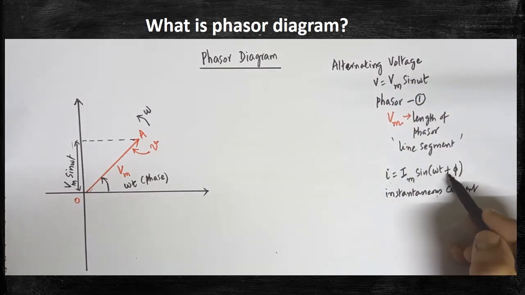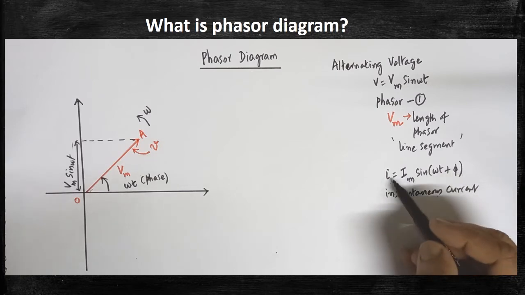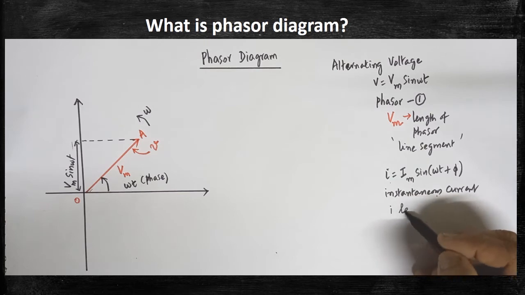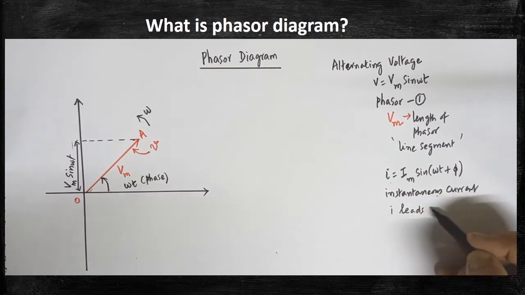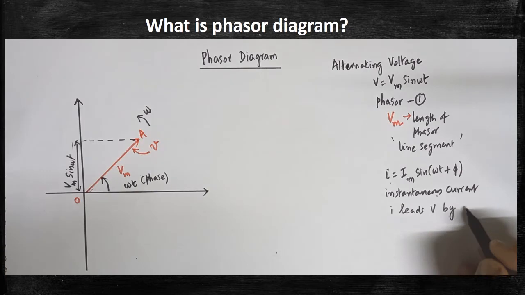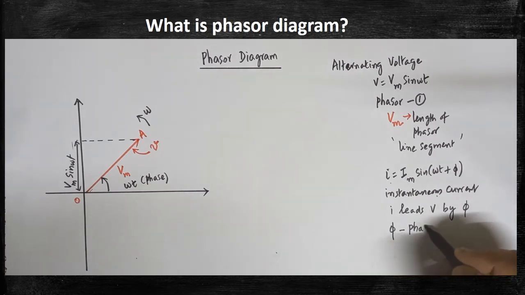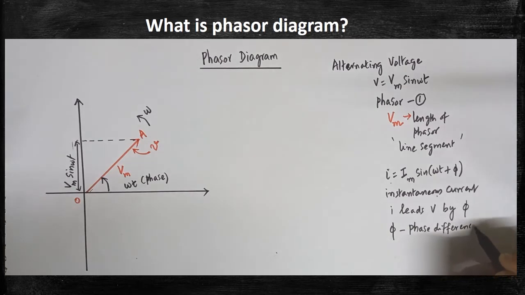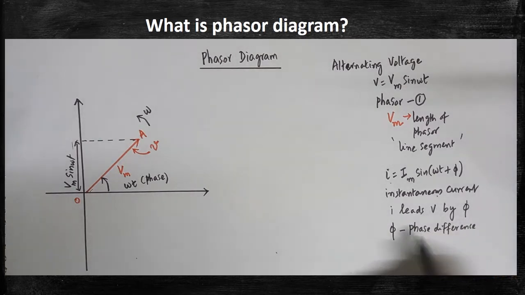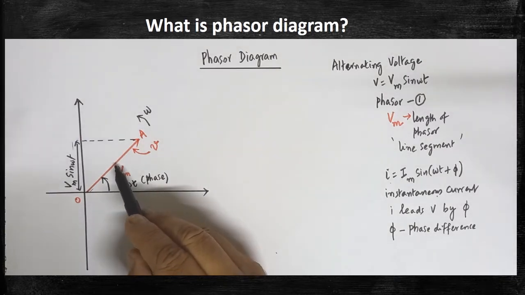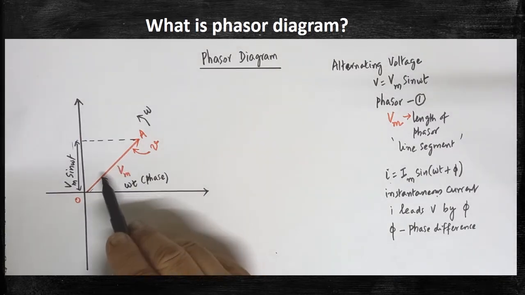Who leads? Since it is plus pi, it shows that the current I leads V by what angle? Pi. That is called phase difference. That pi is called, what is this? Phase difference. This phase difference must be represented in the phasor diagram. This phase difference must be shown in the phasor diagram. Already I have drawn the phasor for V.